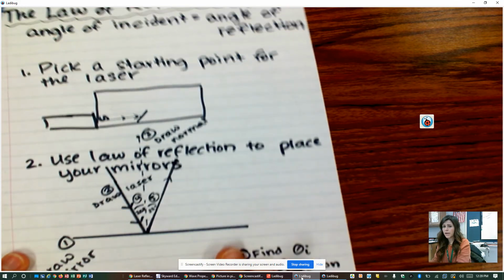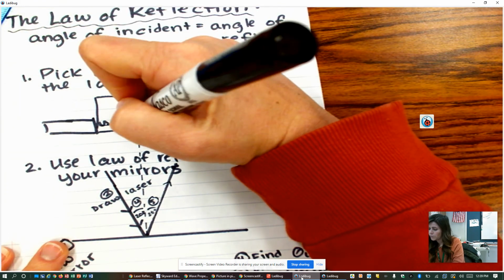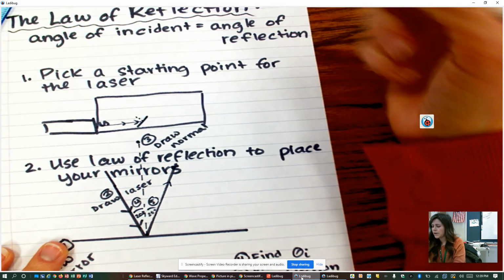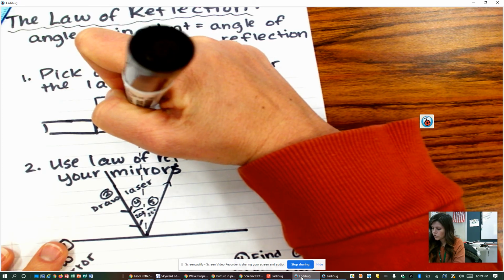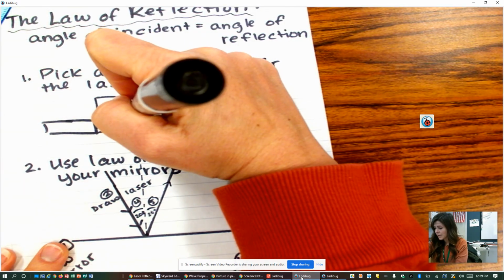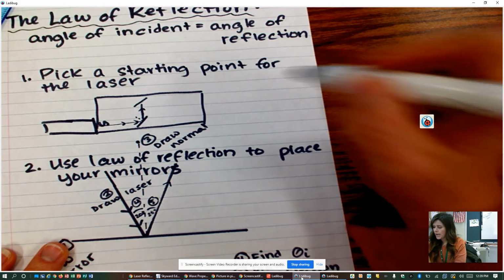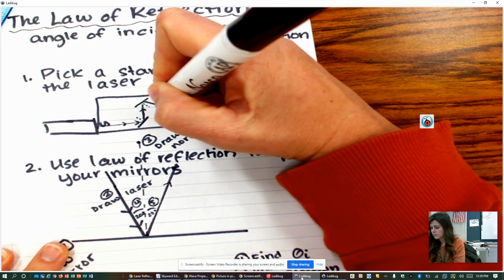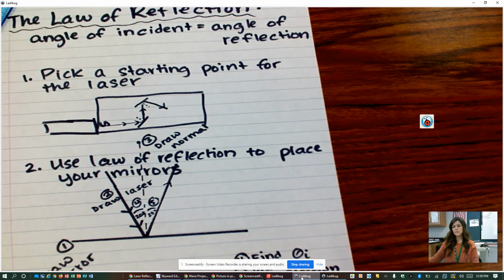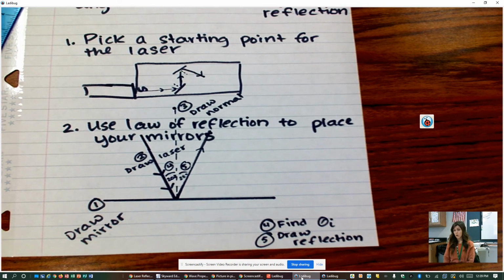So then what you do is you just keep drawing. And so after you would do this whole process for this mirror up here, you would then draw the angle of reflection, which now becomes the angle of incidence. And let's say you draw another mirror. Okay, you would do the same steps and then you would keep drawing. Okay, and so that, guys, is how we are going to do this project.